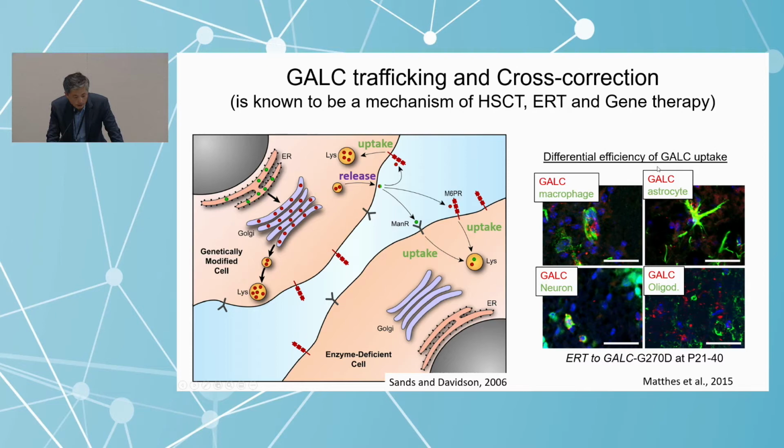The red color is GALC protein and the green color is cell-specific markers for macrophage, astrocyte, neuron, and oligodendrocyte. If the 2 colors overlap, it means that more GALC protein is present in that specific cell type. You can see that the red color is all within the boundary of the green color in macrophages, astrocytes, and even neurons. But in the case of oligodendrocytes, you cannot see much overlap of both colors, meaning that there might be differential efficiency of GALC uptake.